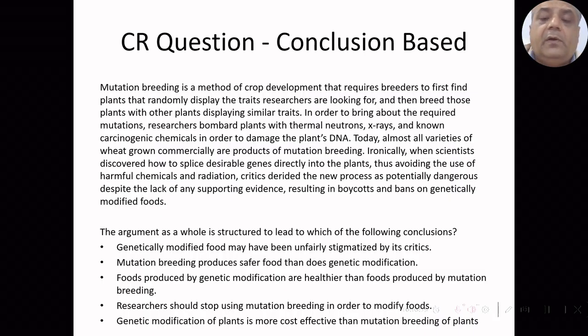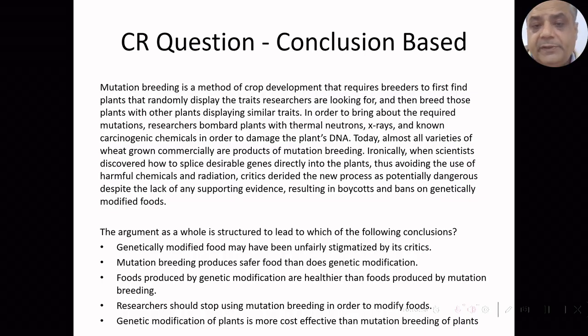So basically the author thinks that it is ironic, or in other words, absurd, that when scientists discovered how to splice desirable genes directly into the plants, thus avoiding the use of harmful chemicals and radiation, critics derided the new process as potentially dangerous despite the lack of any supporting evidence, resulting in boycotts and bans on genetically modified foods. So here we have an indication that this is what the author thinks. This could be the author's opinion or claim. So in the options we have to select an option which matches this opinion.